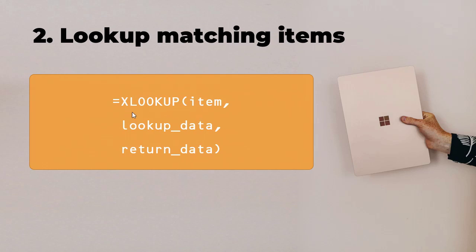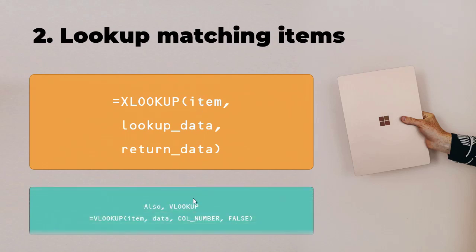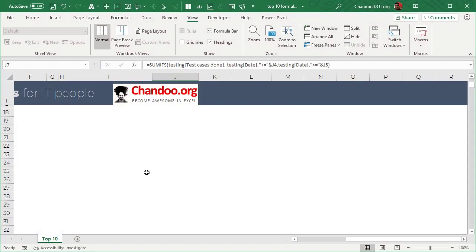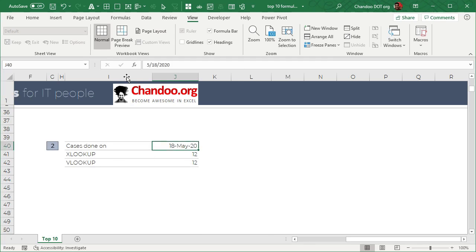So the formula syntax looks like this. You want to look up some item in the lookup data and return the corresponding items. So that's how it looks. You could also use VLOOKUP. It will be a slightly longer syntax and it may not work for all types of data, but these two are the popular formulas. So let's go here and see the number of cases completed on 18 May 2020.